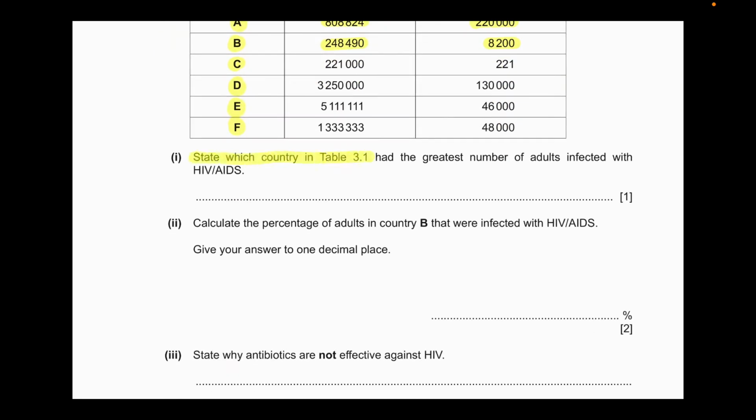State which country in table 3.1 had the greatest number of adults infected with HIV/AIDS. So obviously that is country A.